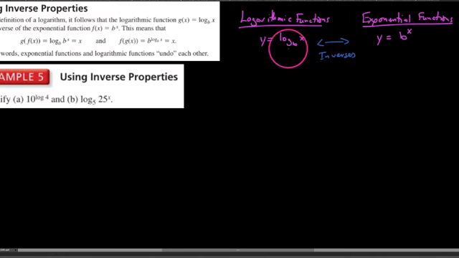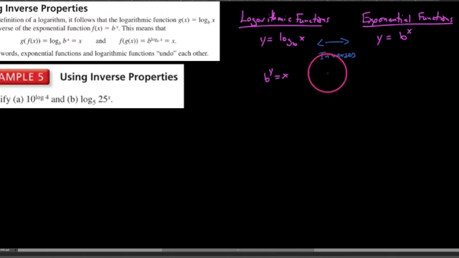And so we're going to use a special property of inverses, that inverse functions undo one another. So just to show you really quickly how these are truly inverses, if you were to rewrite this logarithmic expression exponentially, then we would get b to the power of y equals x.